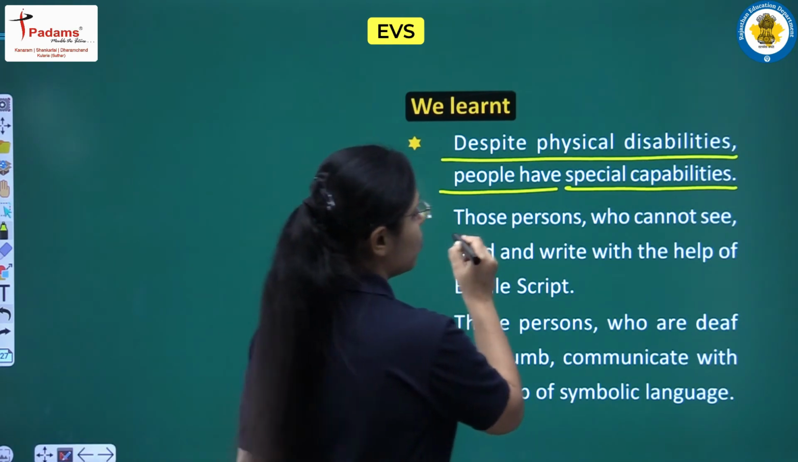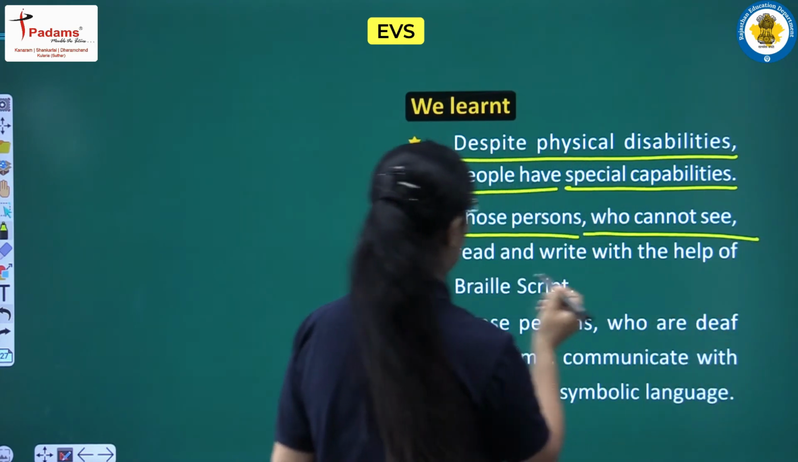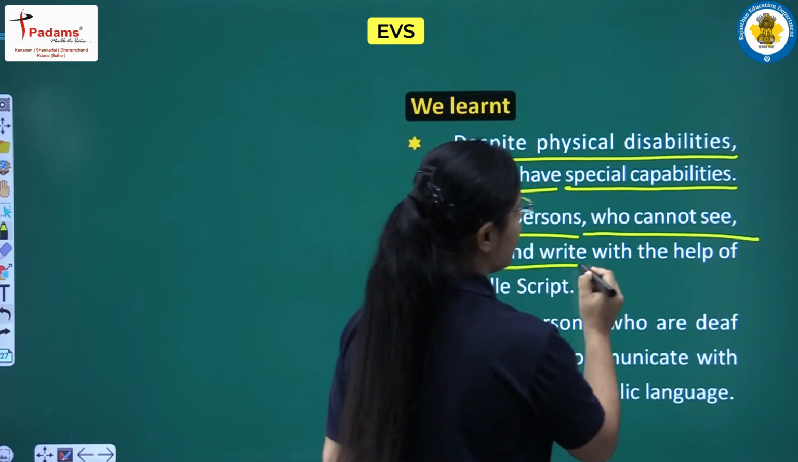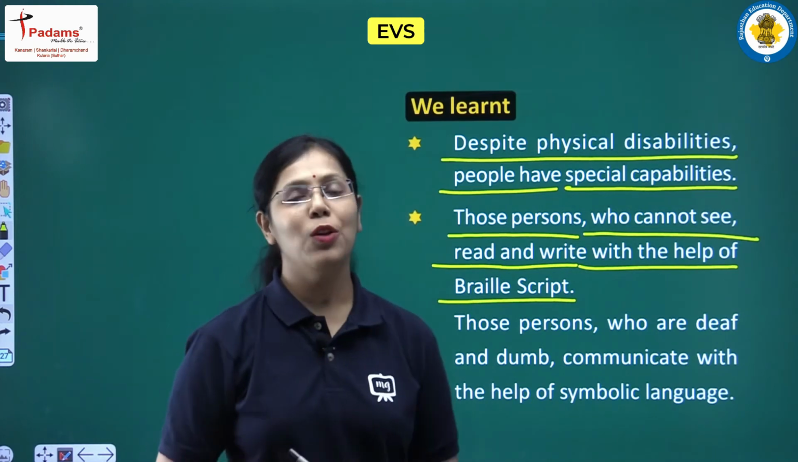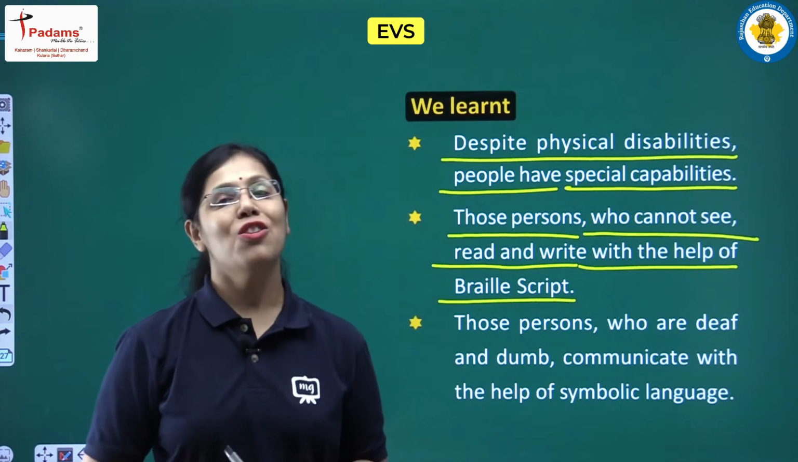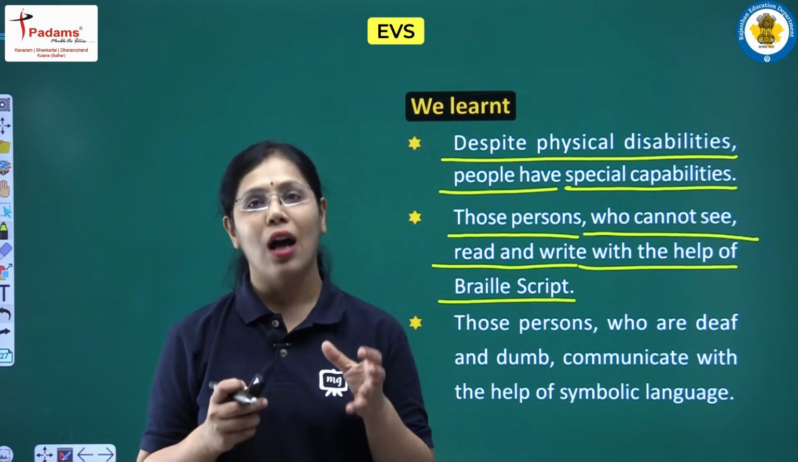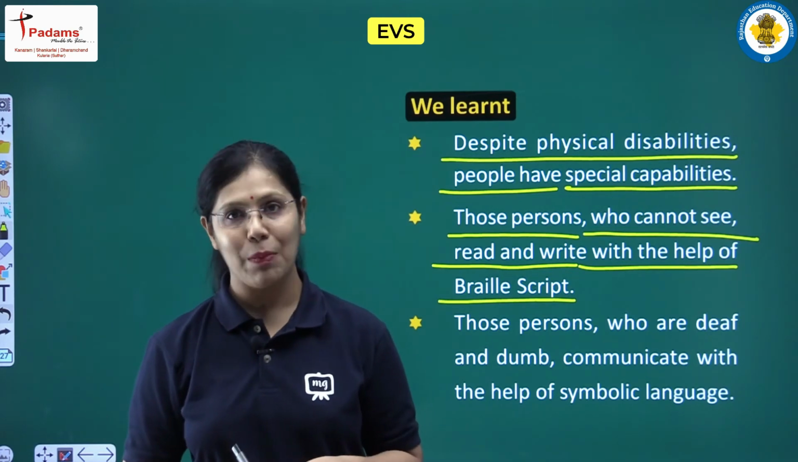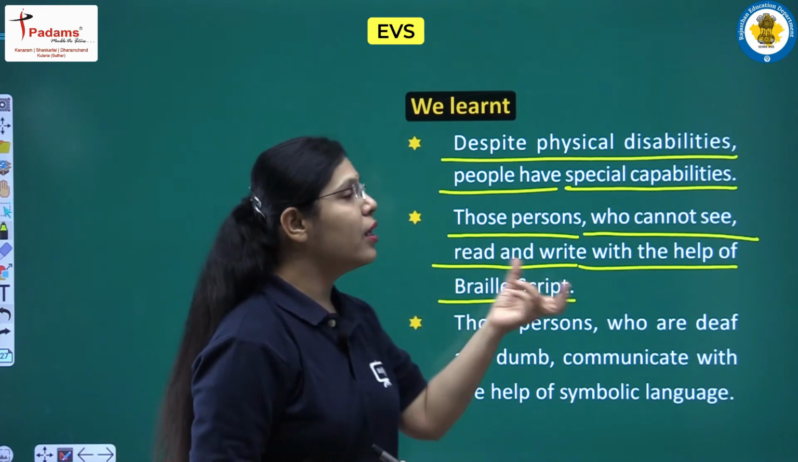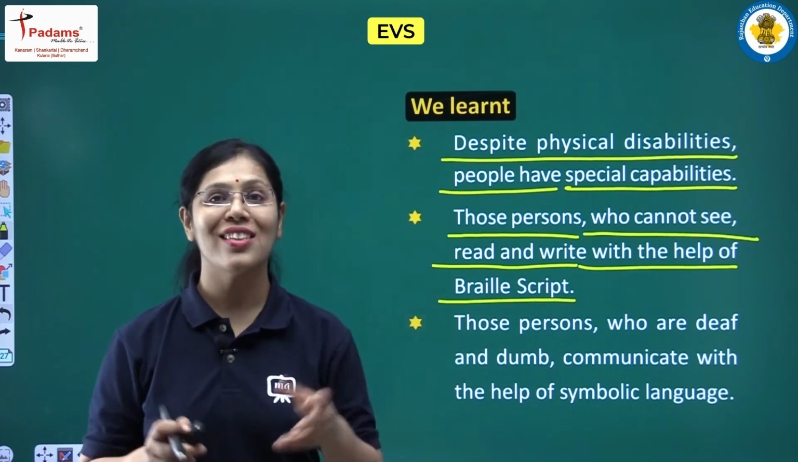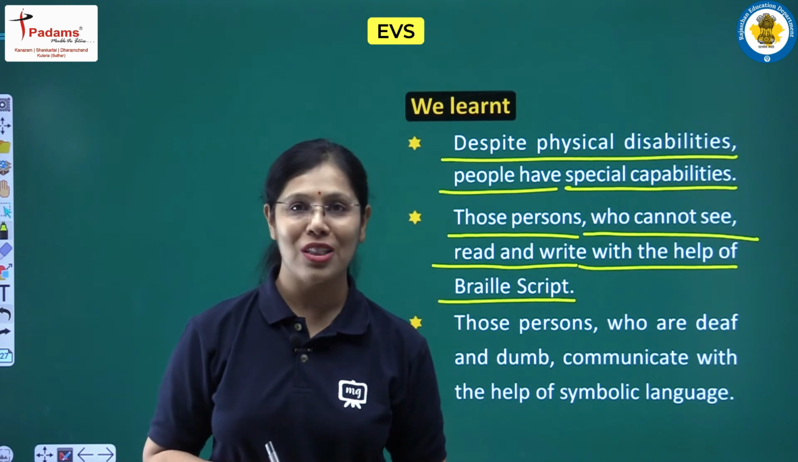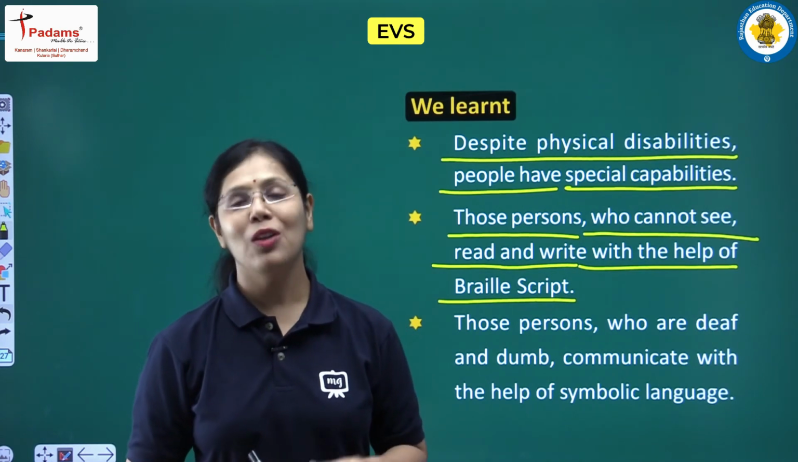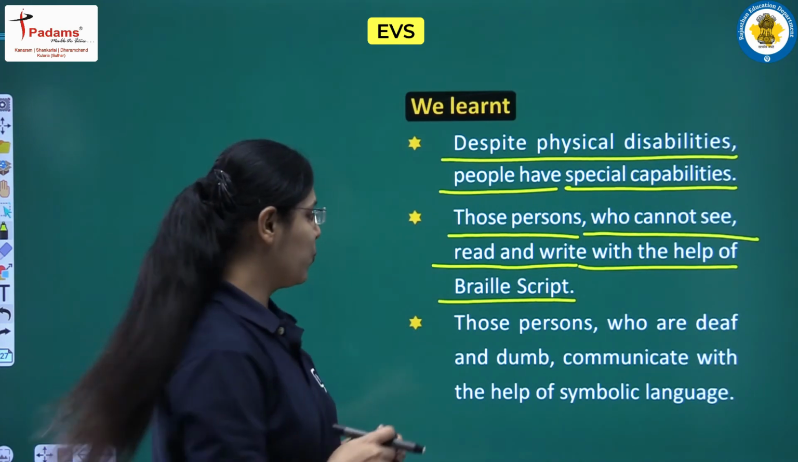Then second thing, those persons who cannot see, read and write with the help of Braille script. So people who are not able to see, those who are blind, they read and write with the help of a special script which is named as Braille script, and this Braille script was invented by Louis Braille, who belonged to France.